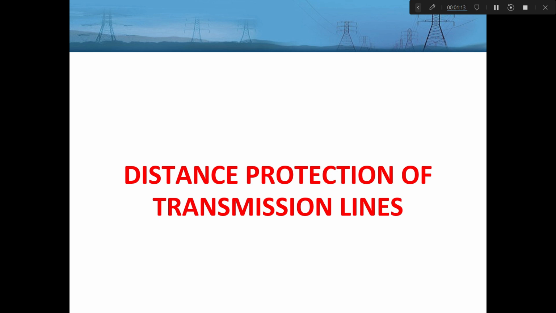Before starting this session, there are 3 to 4 assumptions that I am making. I'm assuming that you all are aware of the various fault analysis techniques. You are aware of the positive sequence, negative sequence, and zero sequence impedance. You are also aware of how these sequence networks are connected for various types of faults.